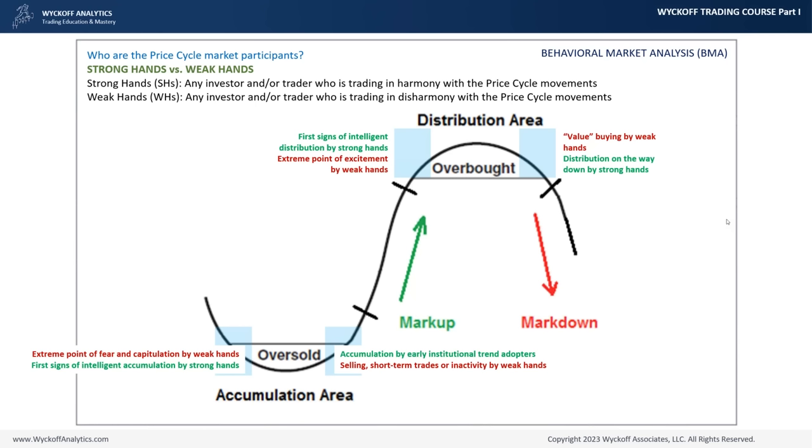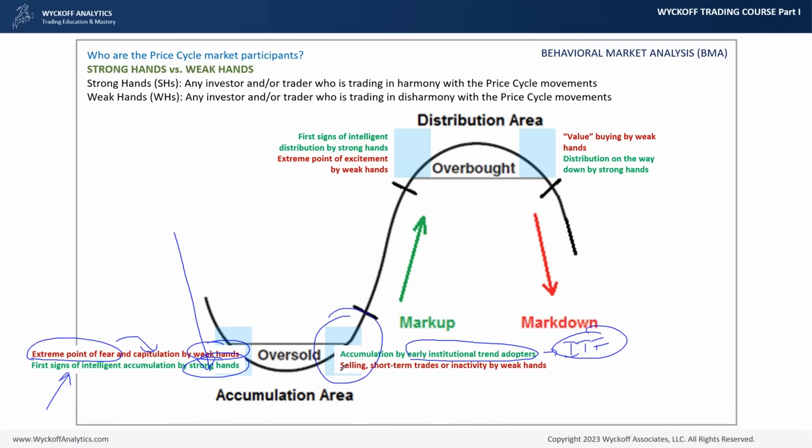Okay, let's continue. Let's go into the behavioral market analysis. Here, the price cycle is just showing the extreme points of fear or excitement, right? At the end of the downtrend, the extreme point of fear and therefore subsequent capitulation will be associated with weak hands, whereas the strong hands are going to exhibit the first signs of intelligent accumulation. On the way out of the trading range, we're going to see the accumulation by early institutional trend adopters. Those, as I said, are institutional trend followers.